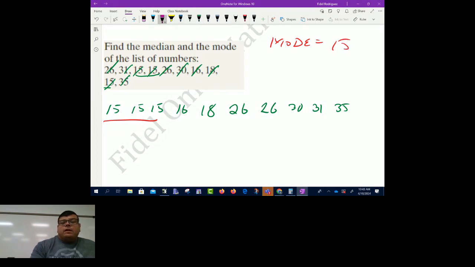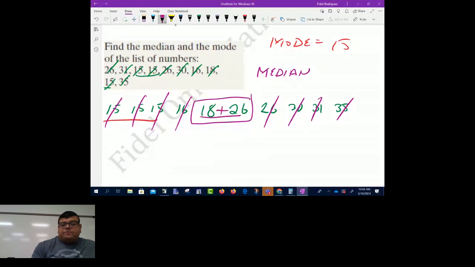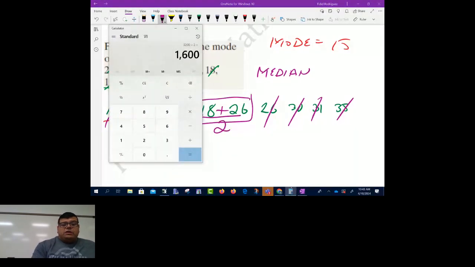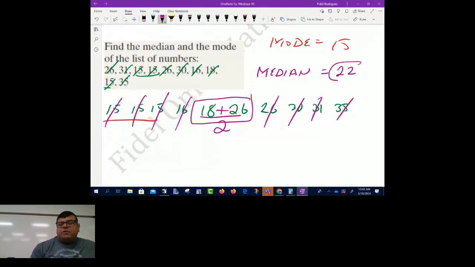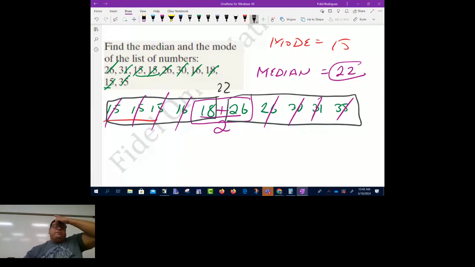So let's do it like this. Let's find the mode. The number that occurred the most, y'all, 15. Okay. Now let's find the median. Remember, y'all, the median is the number in the middle. Scratch the first one and the last one. This one and that one. This one and that one. This one and that one. Okay, y'all, we got to find the average of those two. So let's take our calculator. 18 plus 26. Let's divide it by 2. 22, y'all. 22 is my median. Remember what that means. 22. Y'all, there are 5 numbers smaller than 22, and there are 5 numbers bigger than 22, right?